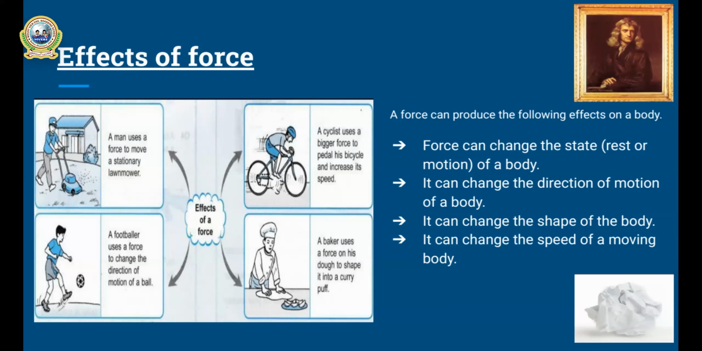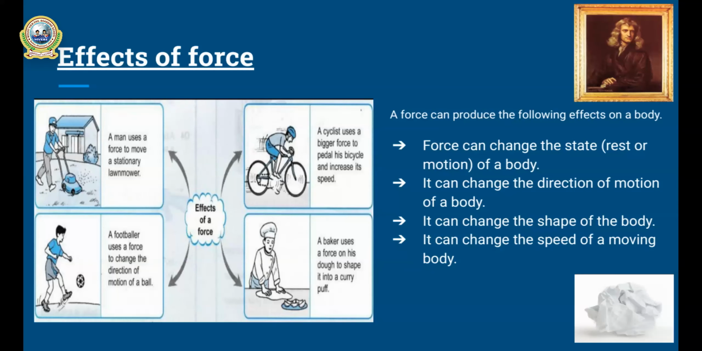Even it can change the shape of the body. You can see the scrambled paper there, the paper that has been crumpled up. So a plain sheet of paper can be scrambled by applying force, and you can even see that it can change the speed of a moving body. So you can increase the velocity or decrease the velocity. That is, you can speed up or slow down a moving body by applying force.